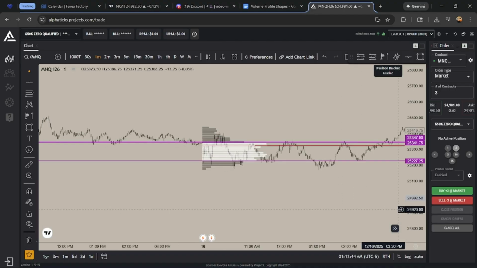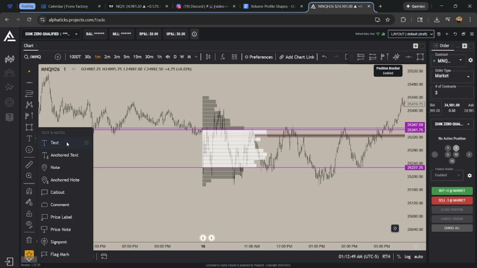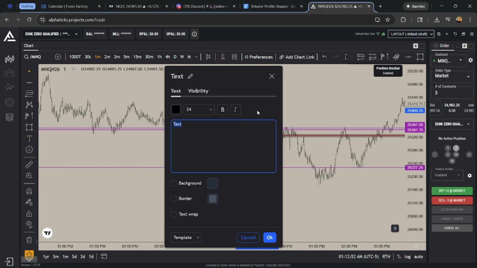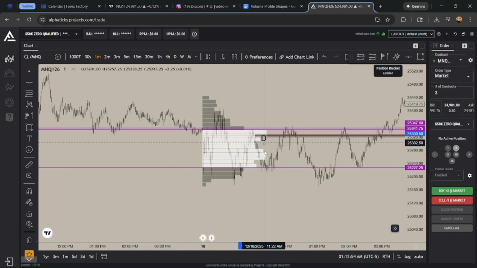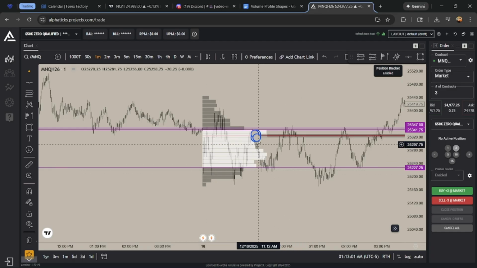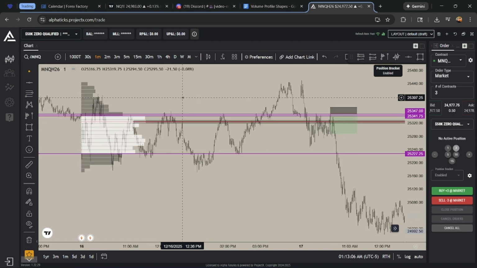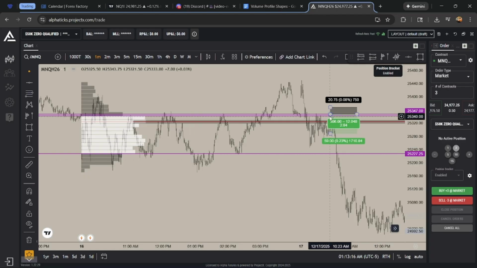So what is this considered? What does this kind of look like? This looks like a D, right? Because it's got the shape of a D. Now what is this? This is a balanced range. So for this day, for example, I don't really have so much of a bias, but I'm looking to trade the top of the value area high and the bottom of the value area low. So just like we did today, we traded the top of the value area high, and that gave us a really good return.